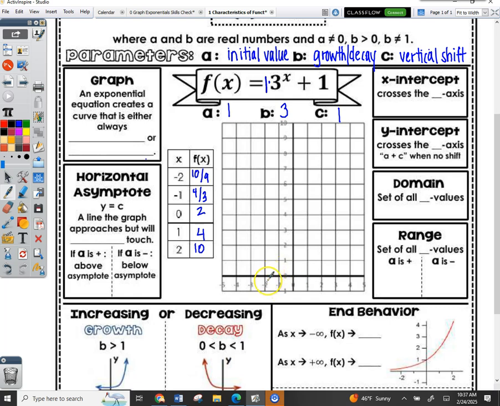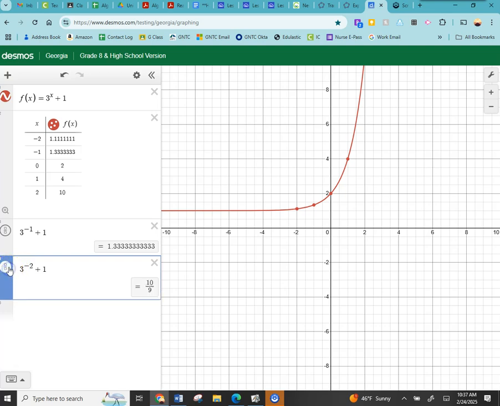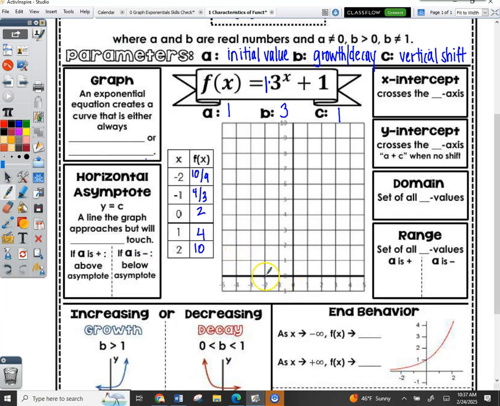So I'm going to go left 2. What we said, 10 over 9 was 1 and then some. 4 over 3 is 1 and then some more. So I'm going to go left 2, 1 and then some. Left 1, 1 and then some more. You see what I mean? And then 0, 2, 1, 4, and 2, 10. Is that 10? Can't read.